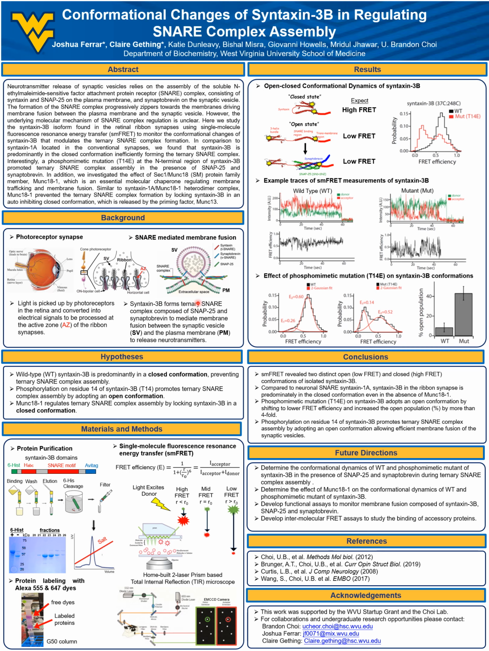So what we hypothesized from this was that syntaxin 3B, the wild type, is predominantly in a closed conformation, not allowing this to happen. But a phosphorylation on residue 14 of syntaxin 3B promotes it to have an open conformation and allows this to happen.